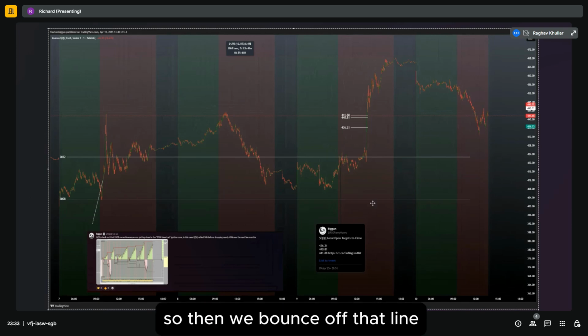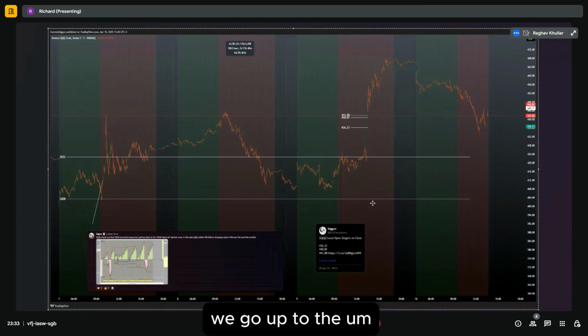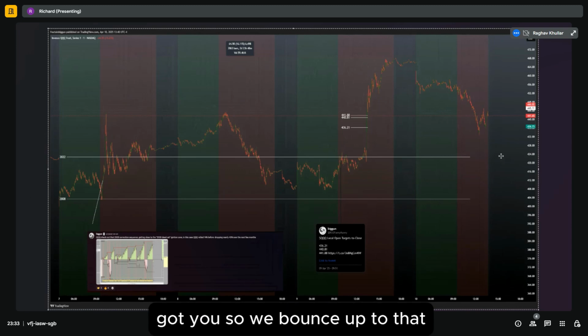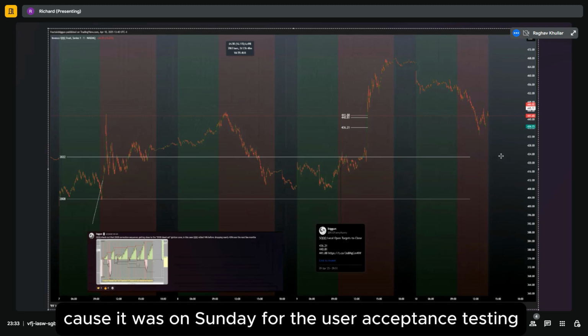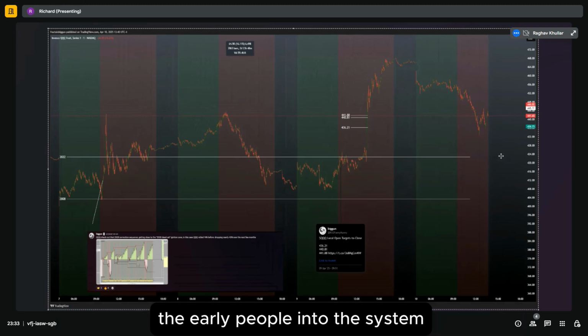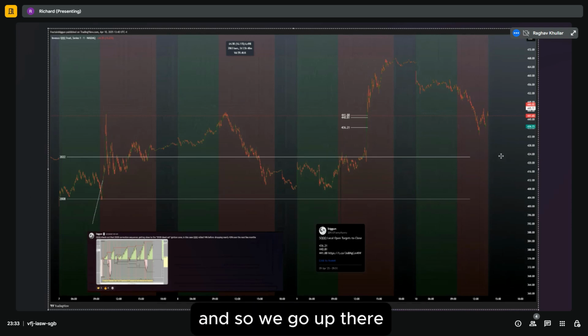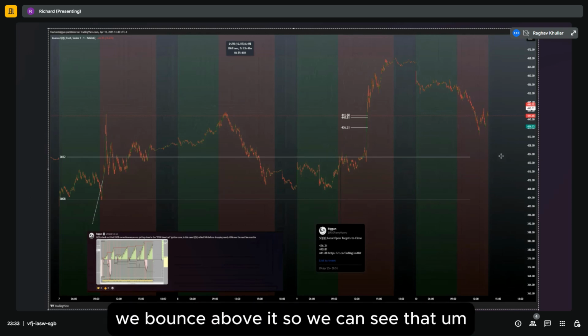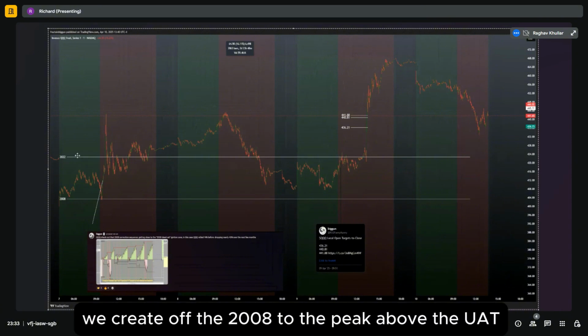So then we bounce off that line. We go up to the UAT line up above, the 2022, that's our UAT line. We call it UAT because it was on Sunday for the user acceptance testing, the early people into the system. So we go up there, we bounce above it. We can see that extension we create off the 2008 to the peak above the UAT.